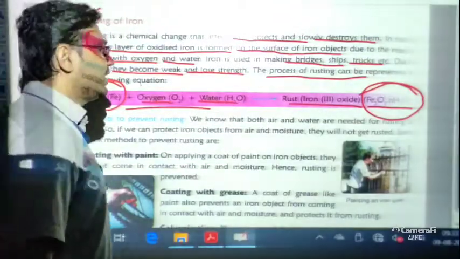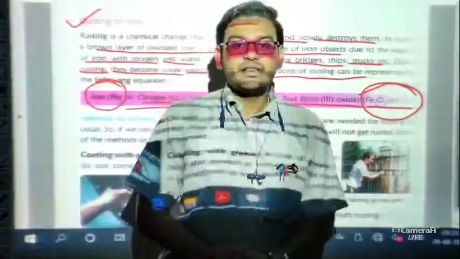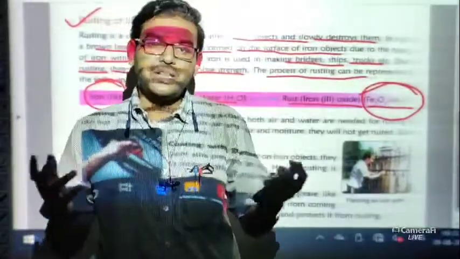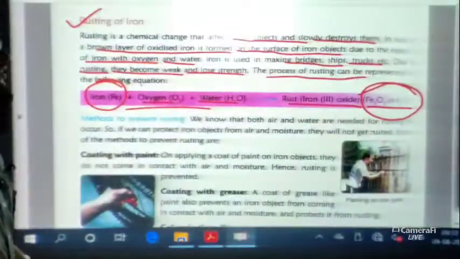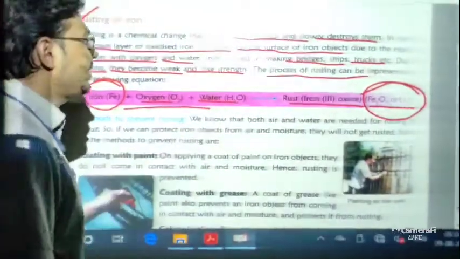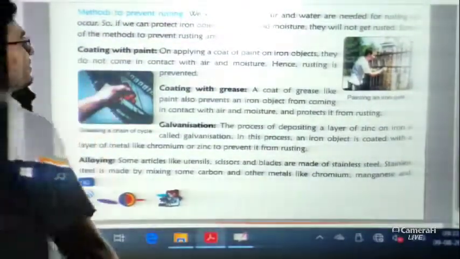Now students, tell me one thing: iron is used widely. We make bridges, ships and trucks using iron. Now if it gets rusted, then it will be a problematic situation for us. So there are some ways to prevent rusting. What are the methods to prevent rusting? A few methods are there.